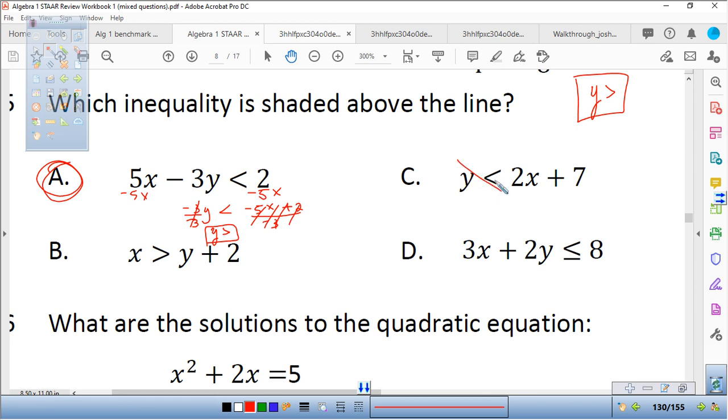This is obviously wrong. If I switch this around, I'd have y plus 2. You see how it's eating the x? To get the y by itself, I'd minus 2, and I'd have y is less than. Wrong. This is already wrong. Here, if you think about it, minus 3x, and then I would divide by a positive 2, so the sign would not change. Correct answer.